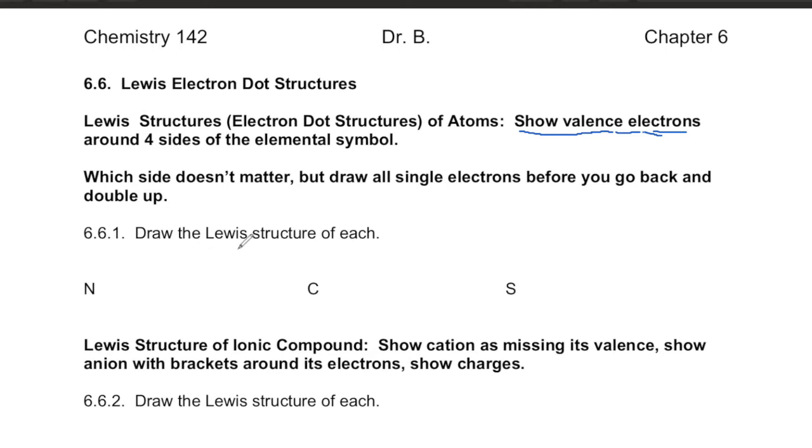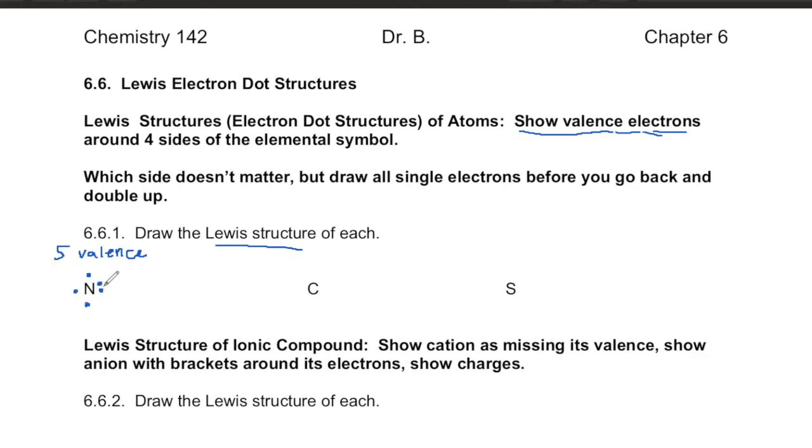Let's start by drawing the Lewis structure of just an element. So nitrogen has 5 valence electrons. We know that from its position on the periodic table, and we had a little review of that at the very beginning of chapter 6 in the note packet. So we are going to want to show 5 dots around the nitrogen. So we want to spread out the first 4 before we go and double up.